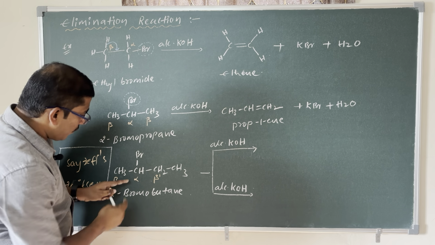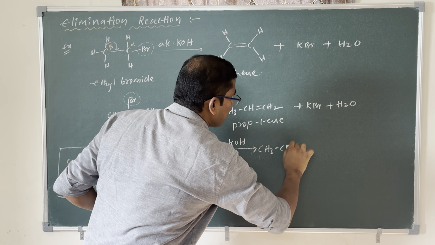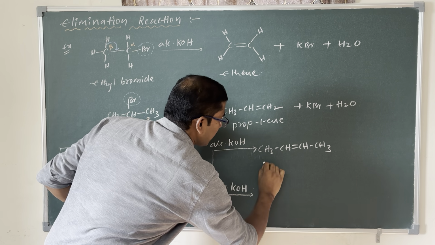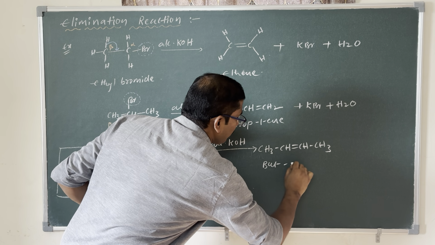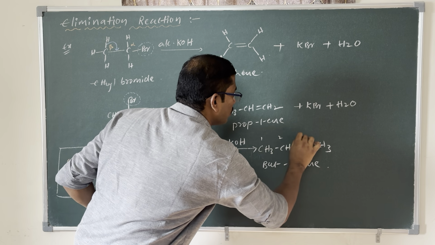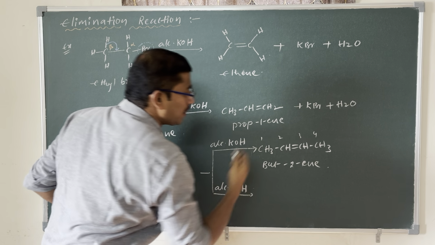Here bromine will be eliminated, and for example the hydrogen will be eliminated from this beta carbon. There is a double bond here. What we are getting here? Now CH3, CH double bond, CH3. The name of this compound is but-2-ene. 1, 2, 3, 4. Second position double bond is there.